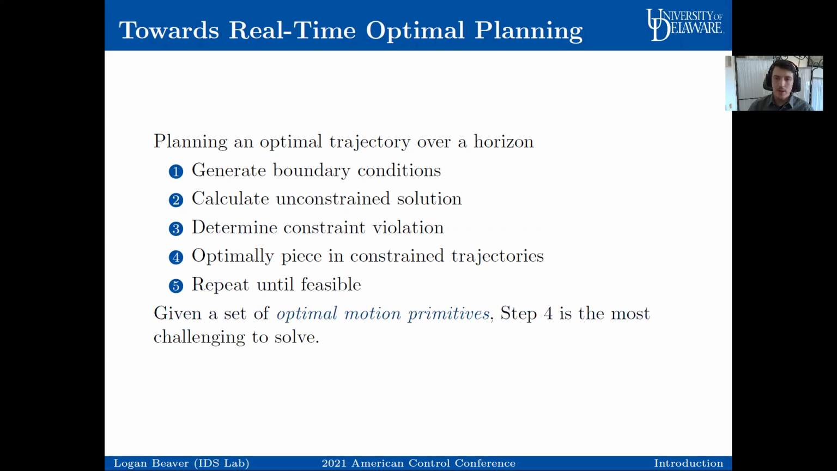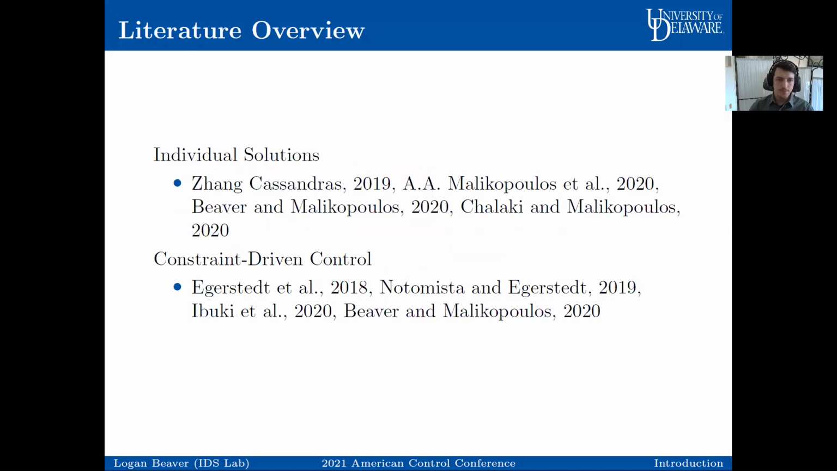So we try to calculate these sort of optimal motion primitives offline. V equals V max, U equals U min. What do you do when a constraint's active? And since we have these already, really the hardest part of this process is step 4, actually piecing them together. So that's the problem that we're trying to improve and make easier with this work.